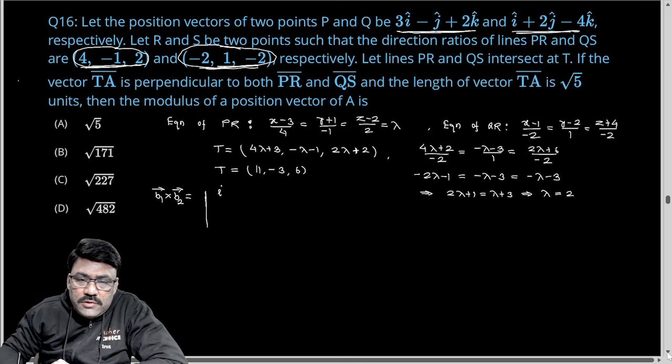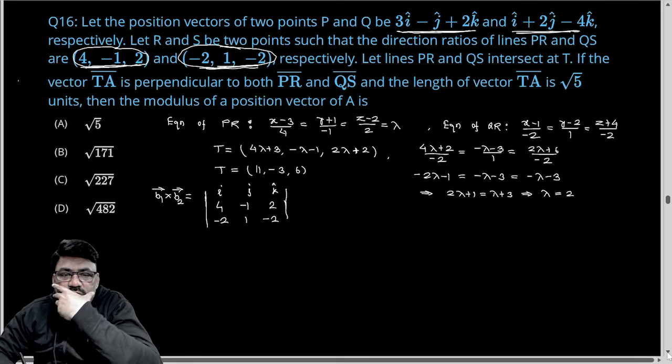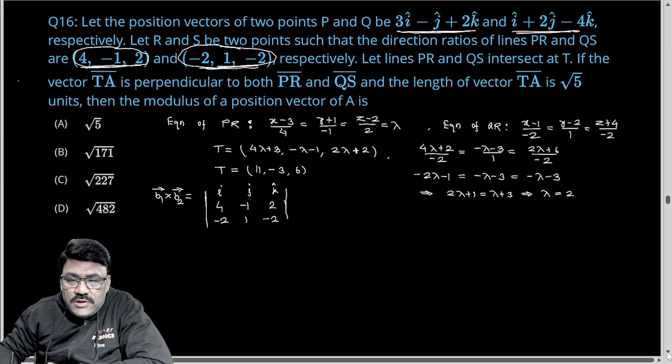i, j, k; 4, minus 1, 2; and then minus 2, 1, minus 2. Now let's find the cross product. If I find the cross product here, I will get, for i, 2 minus 2, which means 0 i actually.